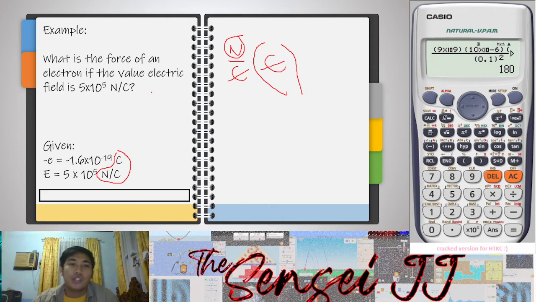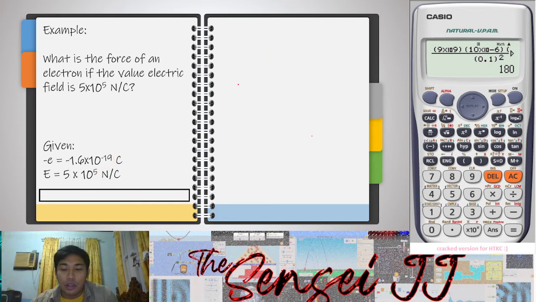So force na ang ating Newton. So F is equals to Newton. So tapos na agad. Force is equals to Newton. So pero hindi yan ganun kasimple. So for this, we have our solution of E is equals to F over Q.